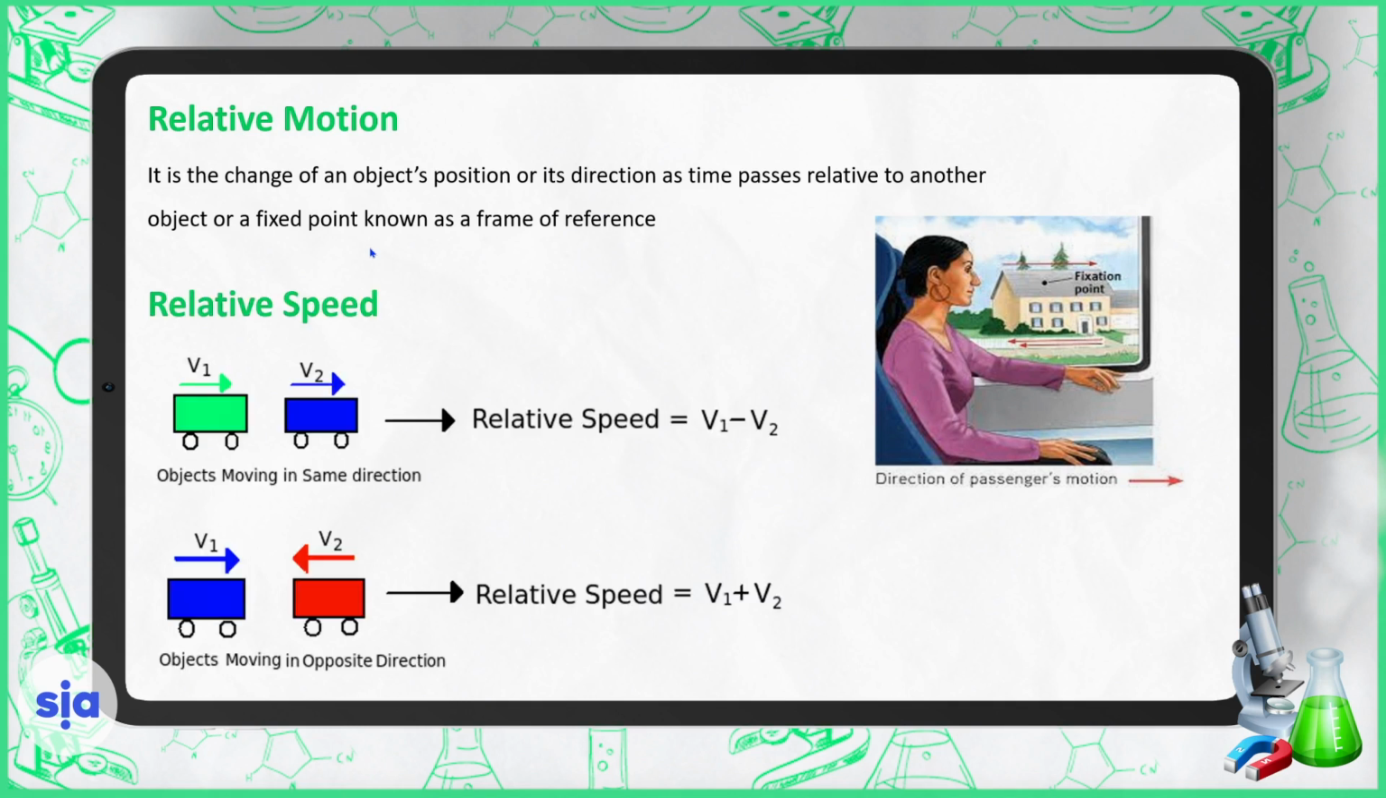And what is the relative speed? Look at this example. We have two objects. They are moving in the same direction with two different speeds. So the relative speed is velocity 1 minus velocity 2, or speed 1 minus speed 2. What if they are moving in an opposite direction? So here the relative speed will be equal to the sum or the total of their speeds together.